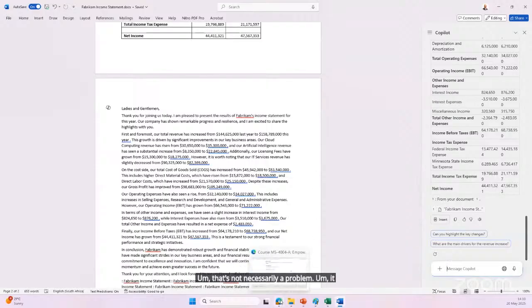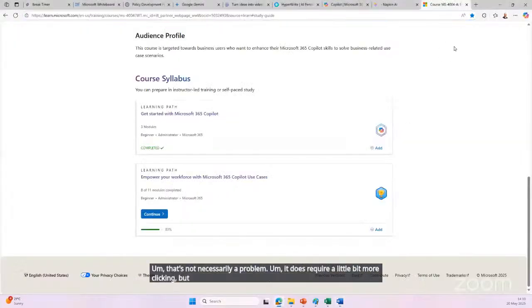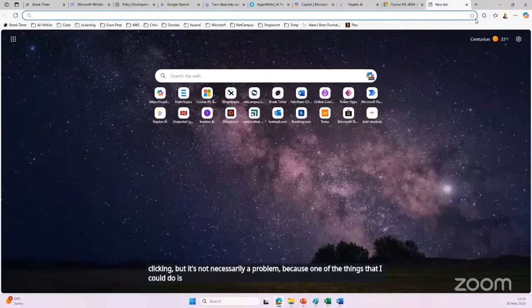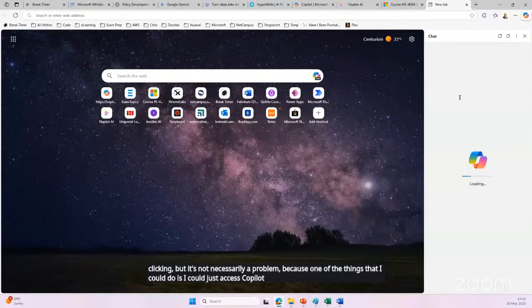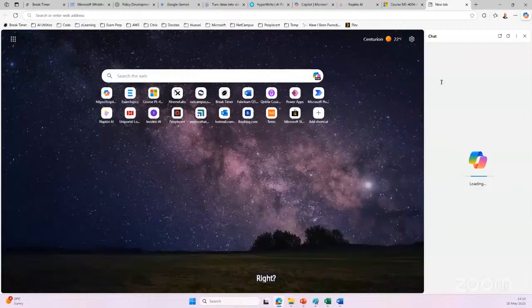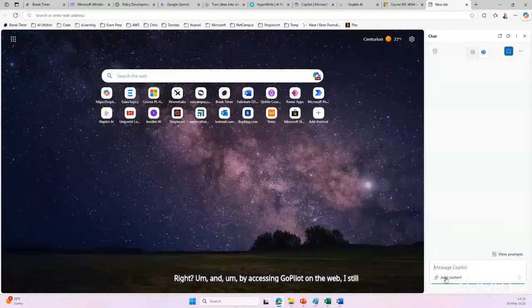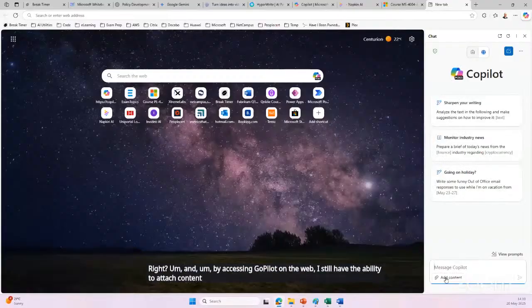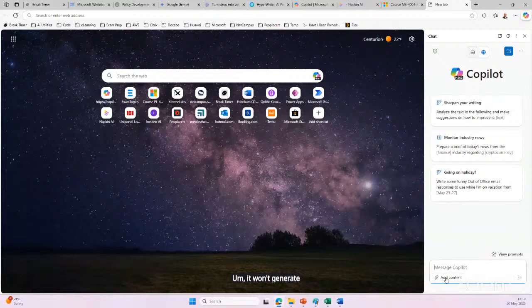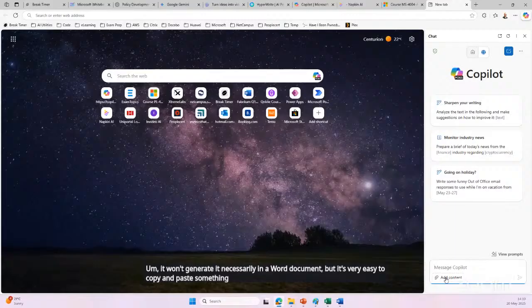It does require a little bit more clicking, but it's not necessarily a problem, because one of the things I could do is access Copilot on the web over here. By accessing Copilot on the web, I still have the ability to attach content and ask it to generate something for me. It won't generate it in a Word document, but it's very easy to copy it from the output window and paste it into Word.